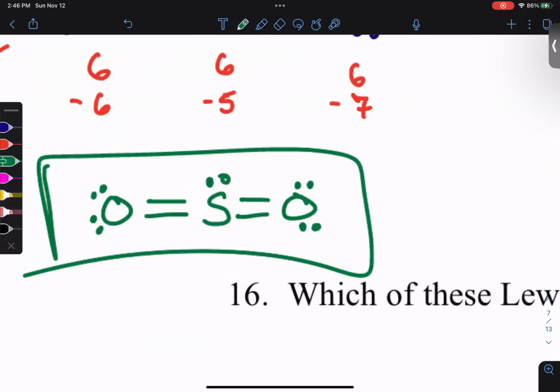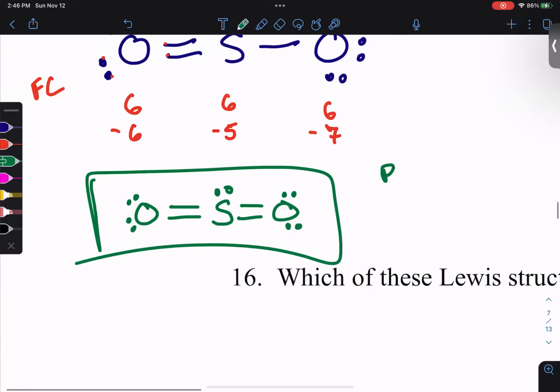So in this molecule, what is the bond order between sulfur and oxygen? It is 2. Yes, it is 2. Because both of these are double bonds. A double bond has a bond order of 2. A single bond has a bond order of 1. A triple bond has a bond order of 3. Yes. Both of these SO bonds, double bonds, they're identical.